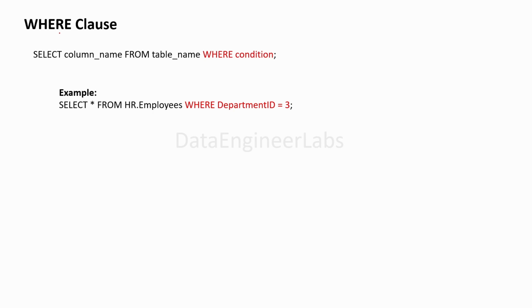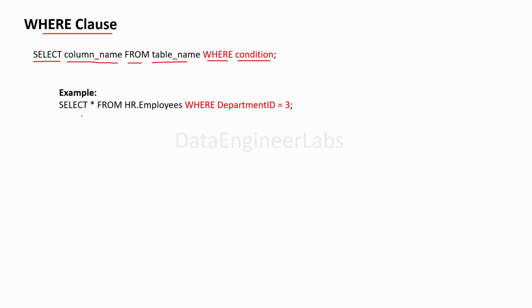Now that we understand why filtering is important, let us see how we actually do it in SQL. In SQL, the where clause is used to filter rows based on a condition. The basic syntax is very simple. First, we start with the select statement to specify what columns we need. Then we specify our table name using from. And finally, we use the where clause followed by the condition to decide what rows should be returned.